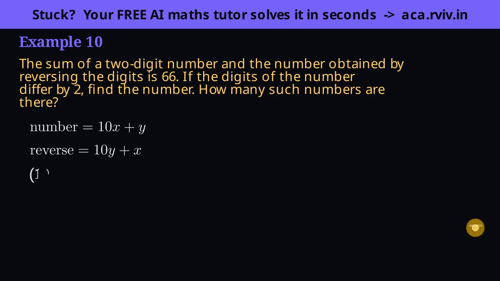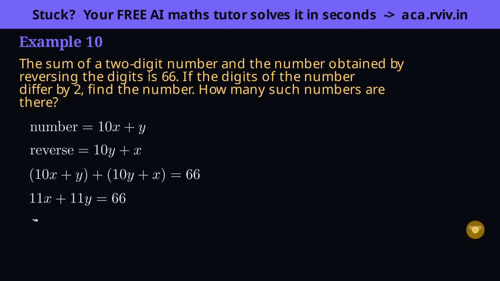The first fact says the two numbers sum to 66. So add the original and the reverse together and set it equal to 66. Collect like terms. 10x plus x is 11x, and y plus 10y is 11y. So 11x plus 11y equals 66.